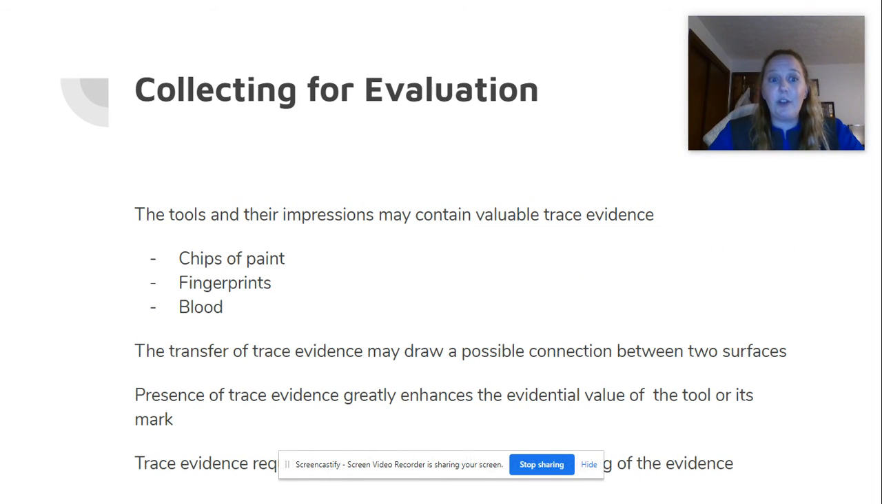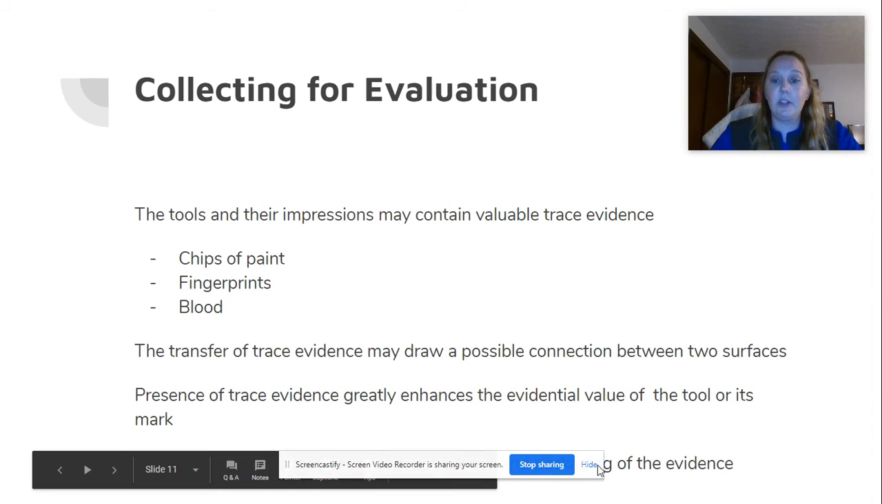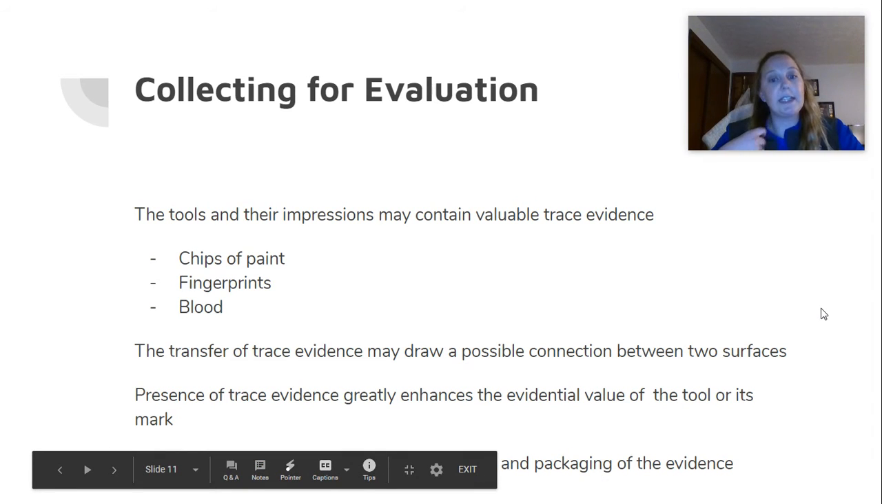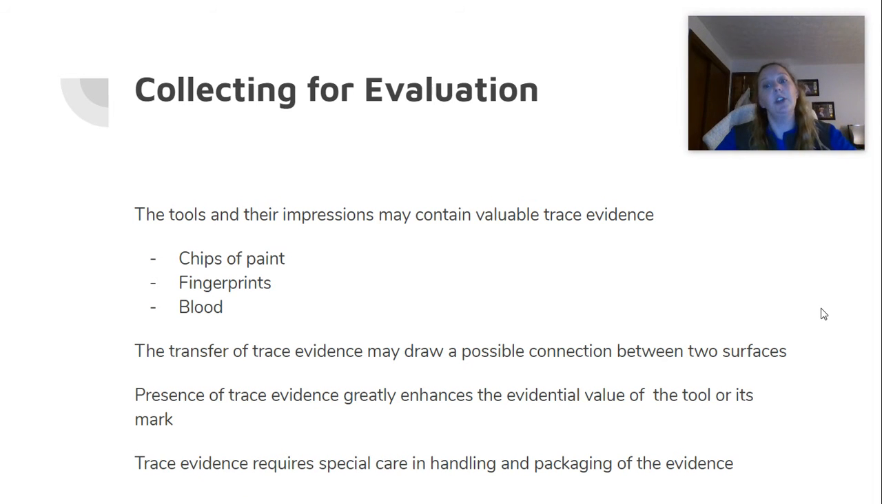When you're collecting for evaluation, tools and their impressions may contain trace evidence: chips of paint, fingerprints, and even blood. So the transfer of evidence may draw a possible connection between the two surfaces. If the two surfaces express the same type of paint, the same color, the same chemical composition, you can likely tie those two things together, which helps you tell your story. Blood and fingerprints obviously are identifiable to either the suspect or the victim. The presence of trace evidence greatly enhances the evidential value of a tool and its tool mark in court.